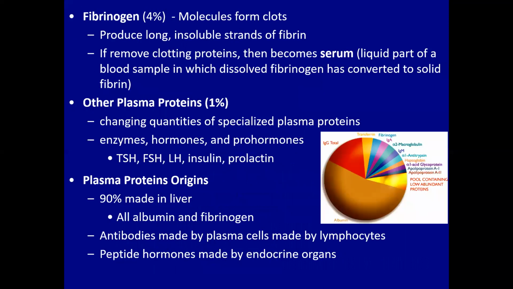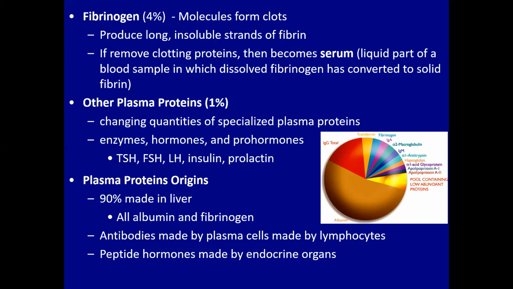Fibrinogen is the third of the major plasma proteins. The molecules form clots because you have this long insoluble strand of fibrin. If you have plasma that has had the fibrinogen removed, then it is called serum. The other 1%, incredibly important. We have the enzymes, the hormones, and the prohormones. All of these are necessary for TSH, FSH, LH, insulin, and prolactin to be supported.